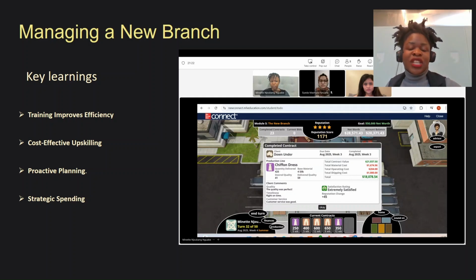So we get to ship these items earlier than expected, and we get to free up space earlier as well, which helped us remain highly productive and efficient and helped us achieve our goals. Also, strategic spending. This here focuses on the shipping department.